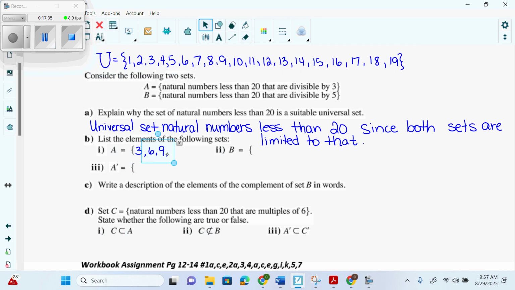Then 12 and 15 and 18. So multiples of 3 and divisible by 3 actually end up working out to the same numbers, right? Then we're going to go to number 2, which is B. B are the natural numbers less than 20, so I use 1 to 19, that are divisible by 5. 5, 10, 15. Exactly.